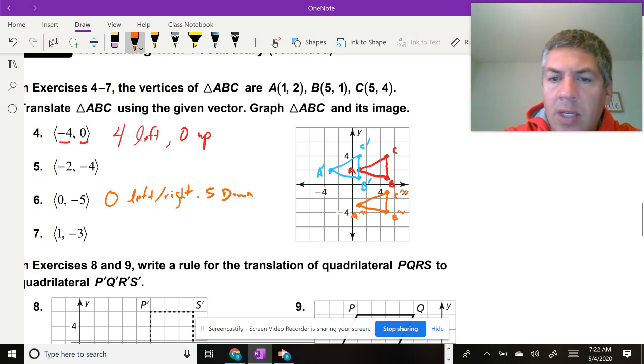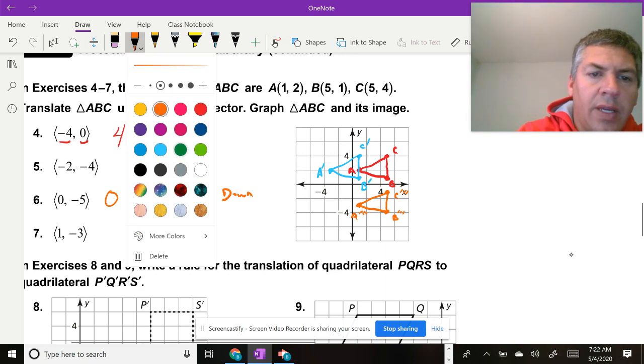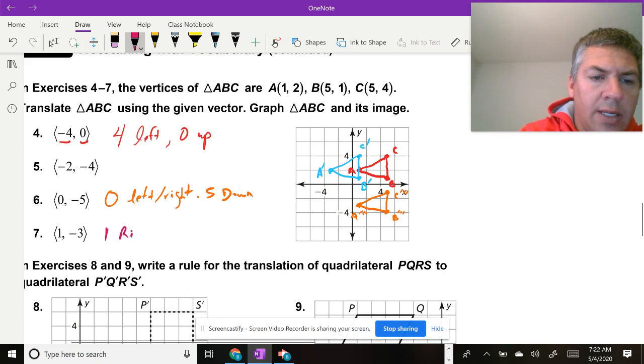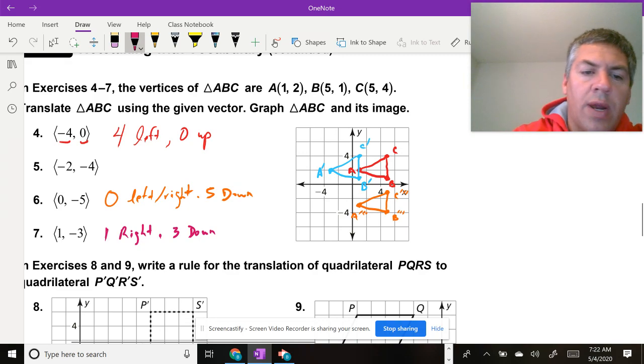Okay? So you get the idea of those movements. This movement, and I'm not going to do this movement, but this movement will be 1 to the right, 3 down. So all of those points from A when we moved 1 right, 3 down.